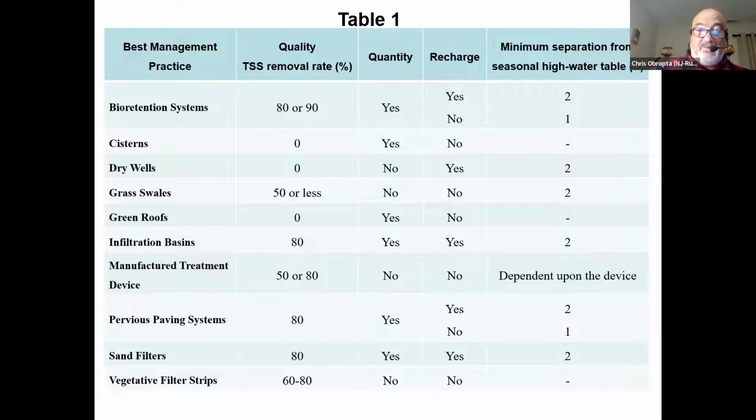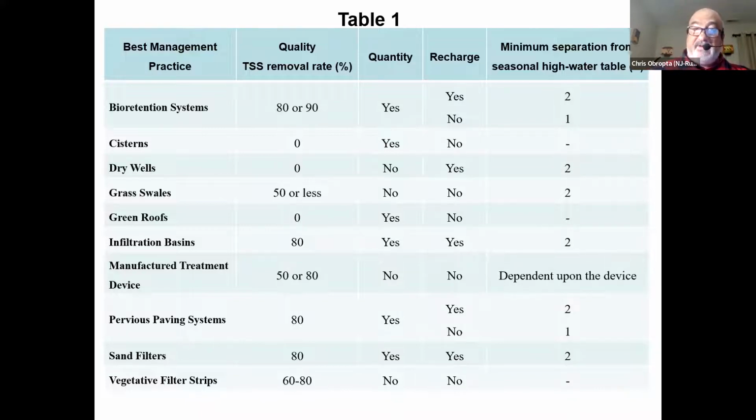So that satisfies the requirement. You could also design it to hold the 2, the 10, 100-year storm and get the quantity requirement, right? And you could also design it so it captures the water and slowly releases the water back into the ground to satisfy your groundwater recharge requirement. Now, if you're using it to satisfy your groundwater recharge requirement, you have to have a minimum of 2 feet beneath the system to the groundwater table.